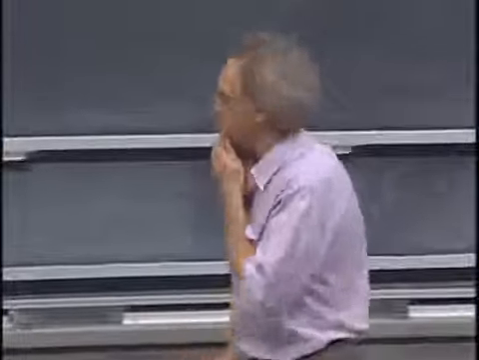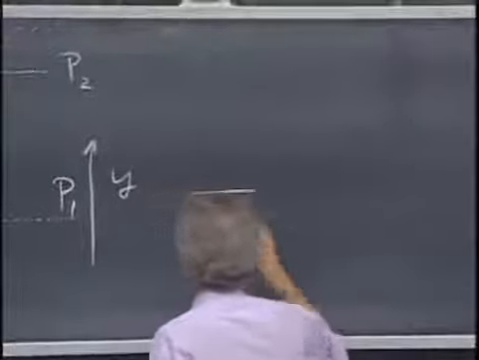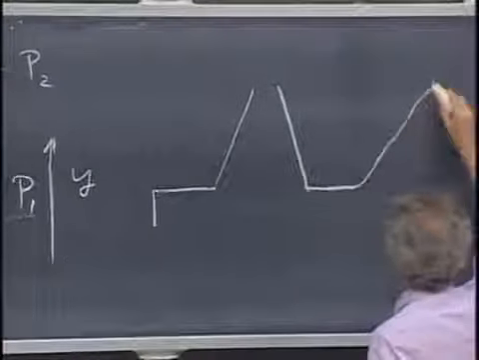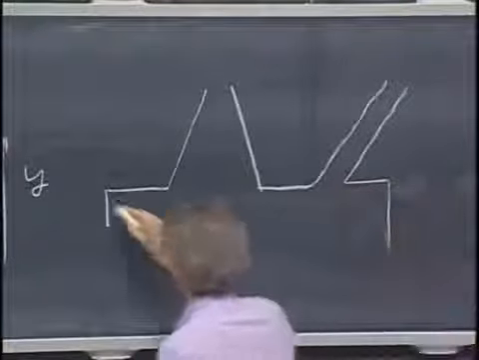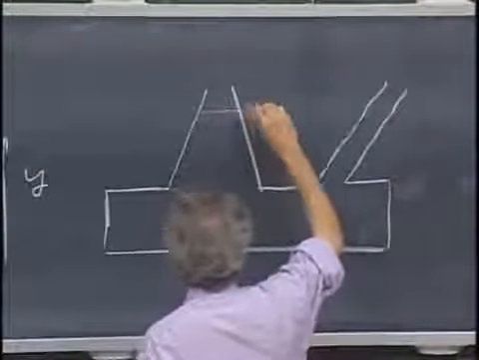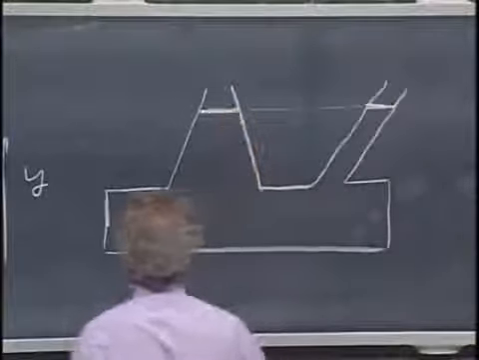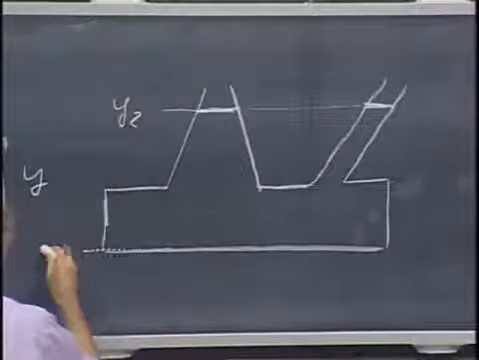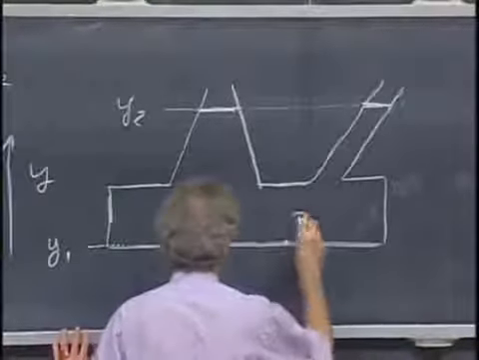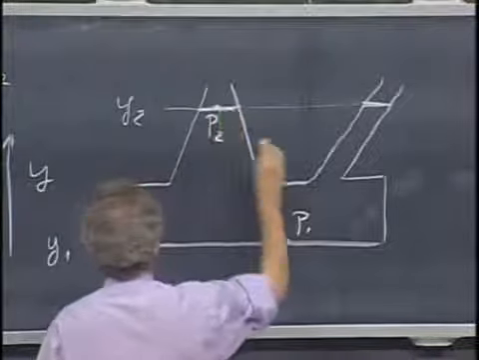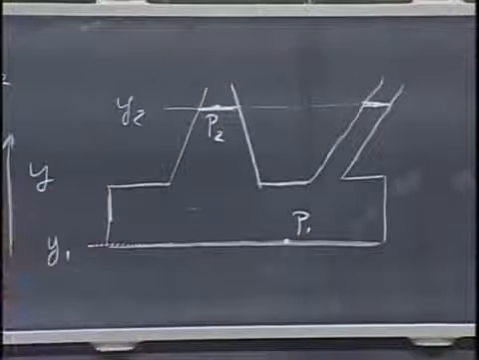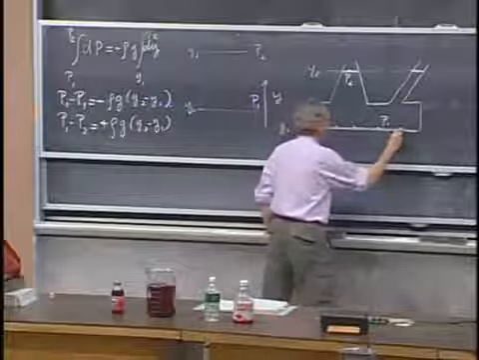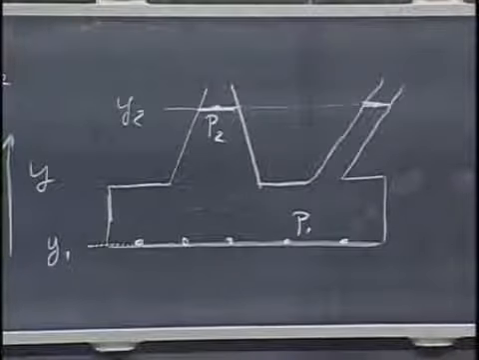This has quite bizarre consequences. Suppose I had a vessel that I fill with a liquid that had a rather strange shape, like so. I would fill it with liquid to this level, and the level here is y2. And let's take the bottom of this vessel and call this y1. So inside here we have pressure P1, and right there we have pressure P2. Well, what Pascal is saying now is that the pressure here is everywhere the same, because y2 minus y1 is the same for all these points here.